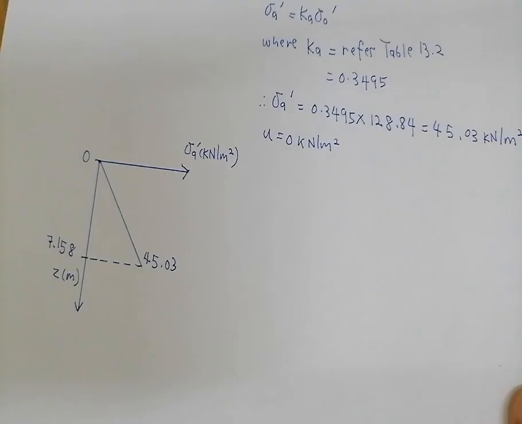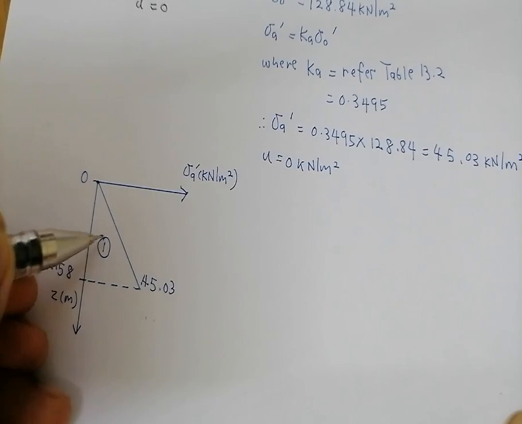Okay guys, so you have to draw this graph, remember? You did this so many times already. So the total height is 7.158. So this is the Rankine's active earth pressure. In order to calculate PA, you have to calculate the area under the graph. So you just have one area.